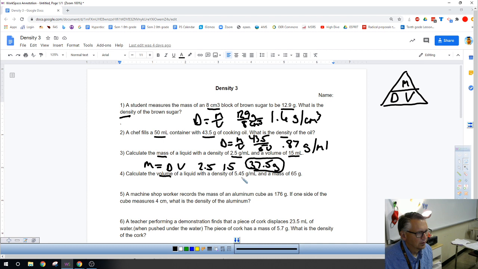Calculate the volume of a liquid with a density of 5.45 and a mass of 65. So if we're looking for volume, we need to take mass, 65, divided by our density of 5.45. 65 divided by 5.45, and we're looking for volume. Yep, I'm sorry. That equals 14.6, and that will be in milliliters.